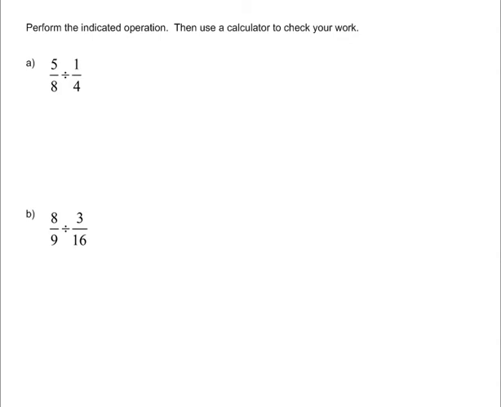Perform the indicated operation, then use a calculator to check your work. So we can see the indicated operation in these two problems is division. And when we divide fractions, remember how we approach those.